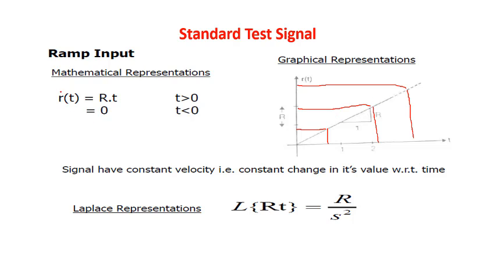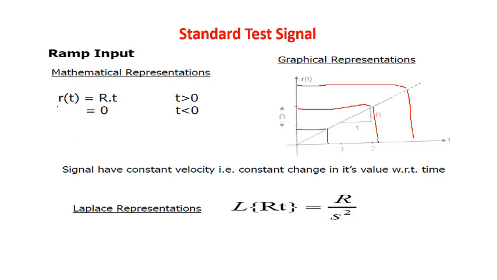Hence mathematically it is given, in the time domain, as small r(t) is equal to capital R into t, where R is the ramp slope, for all values of t greater than 0, and it will be equal to 0 when t is less than 0. So here the signal has a constant velocity, or a constant change with respect to time.